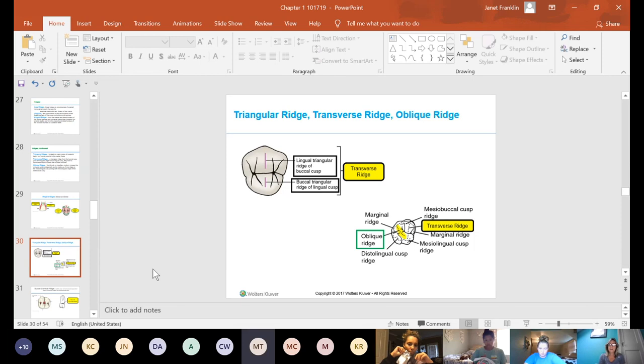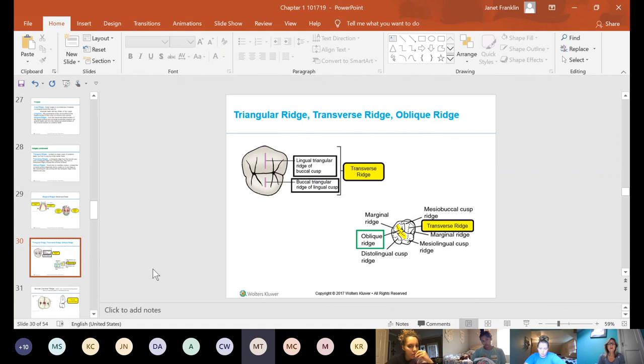I'm sorry, I was looking at the model while you were talking. So I'm just trying to gather: the triangular ridge, both of them put together, like that is the transverse ridge?